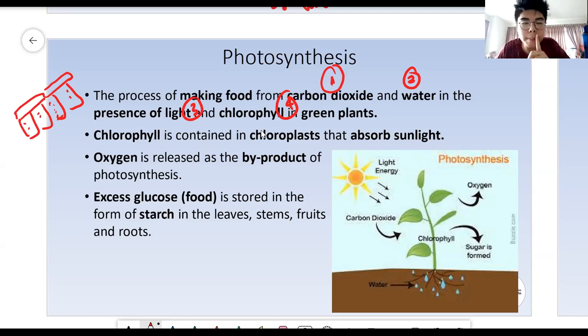This time we talk about byproduct. What is byproduct? Hasil yang kita tidak perlu. The product that we don't need. Okay, hasil tepi. Side product that we don't need. Okay, byproduct. So, what happens is, when they are going through photosynthesis, what does the plant want? The plant wants the food. What does the plant not want? The plant doesn't want oxygen.